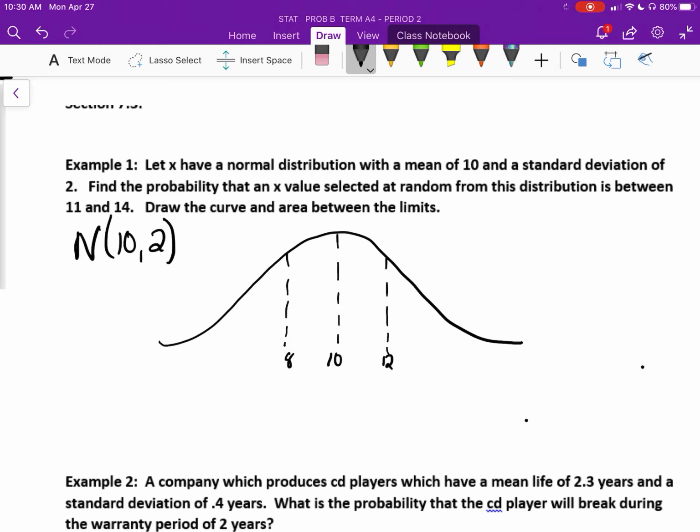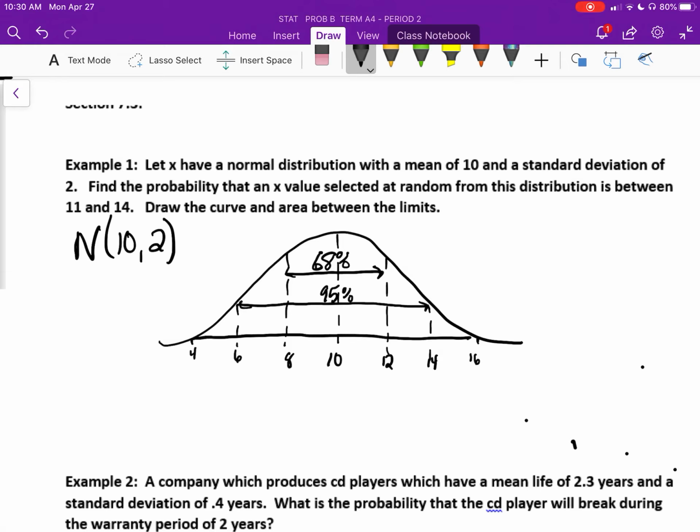And if you recall, that's going to be 68% of the data. If I move out 2 more steps away from the middle, I'll be out at 14 and then back at 6. And again, that's going to be 95% of the curve. That's our second in the empirical rule. And then if I go all the way out 3 steps, I'm almost to the end of the curve here. I'll be at 16 and 4. And that gives me 99.7%. Almost everything falls within that range.